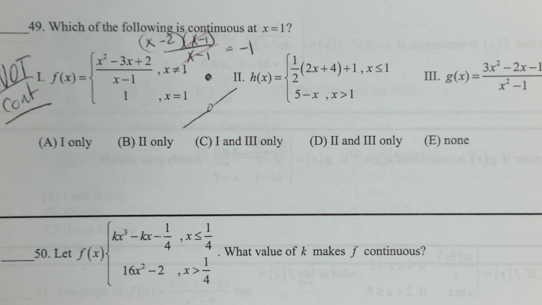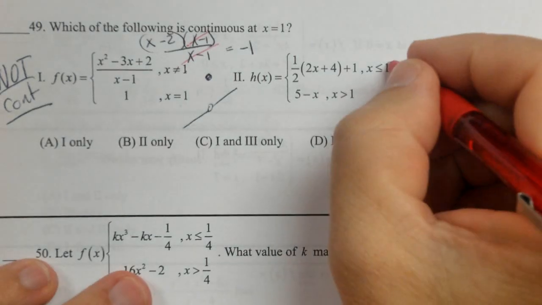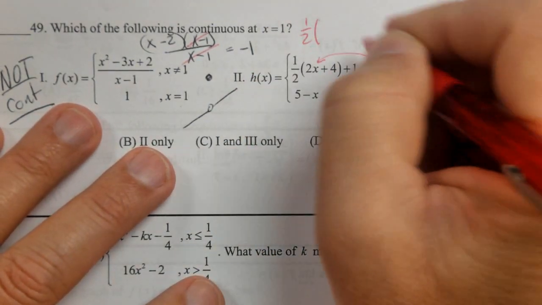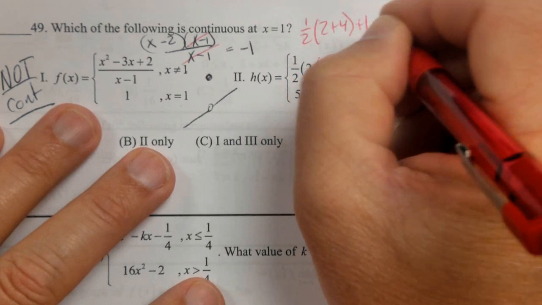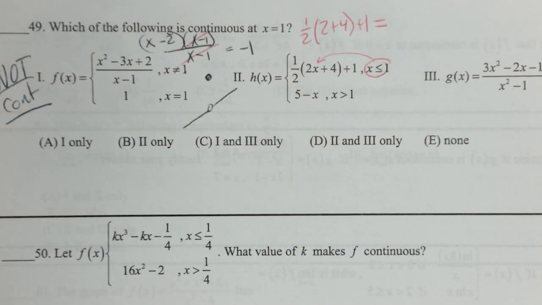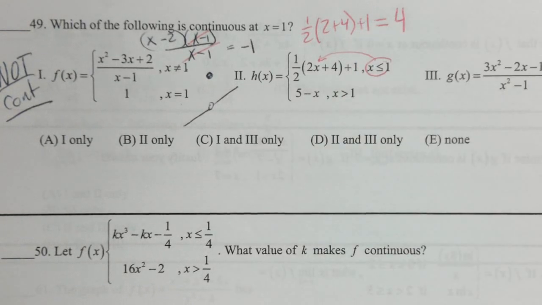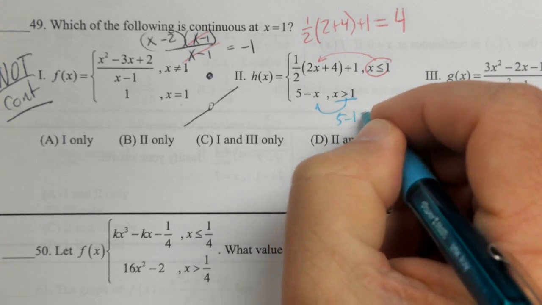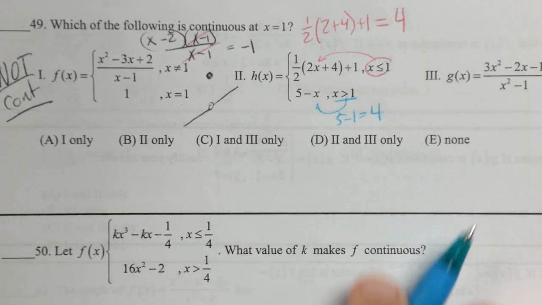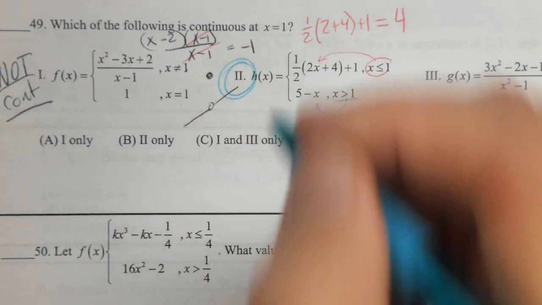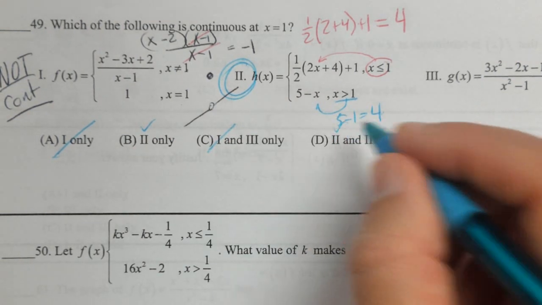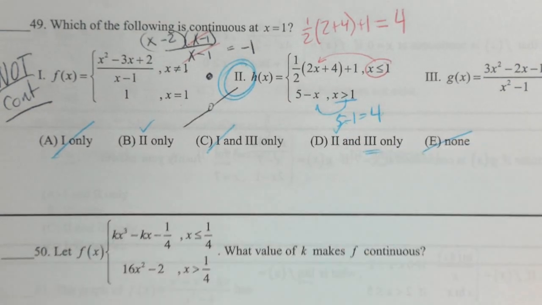Roman numeral 2 is a left-right issue. So does the limit from the left equal the limit from the right? So we plug 1 into both pieces and see what happens. Half of 2 plus 4 plus 1. Let's see, half of 6 is 3, plus 1 is 4. And they give us a break on the bottom one. If I plug in 1 there, 5 minus 1 is 4. So we're good there. The left limit equals the right limit, so 2 is good. So 1 is out, 2 is good, 1 is out, 2 is good. So I need to check on 3.